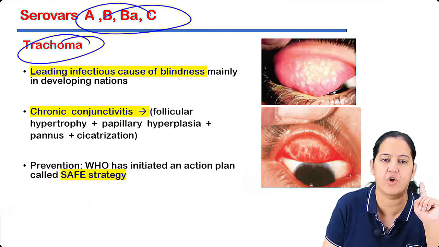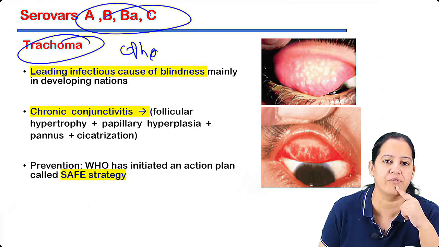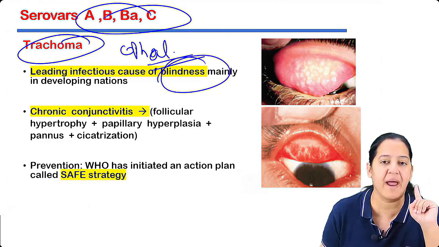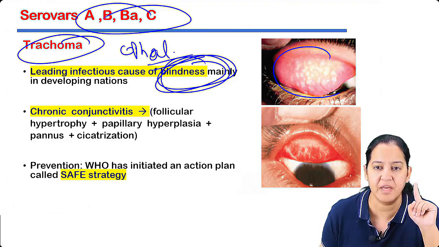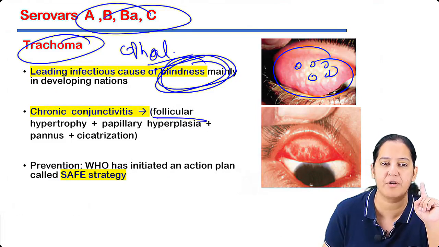Trachoma. Have you read trachoma in ophthal? Say yes or say no. You may have read it. It is a cause of blindness, and it can cause blindness in India. There is follicular hypertrophy; you can see the follicular hypertrophy is there.